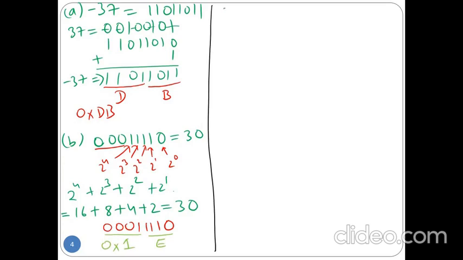Part C of this question is asking us to translate this hexadecimal string into binary and decimal. So let's first translate this into binary. A is basically 1010 and B is 1011. So this is the binary equivalent. So this is 1010 1011.